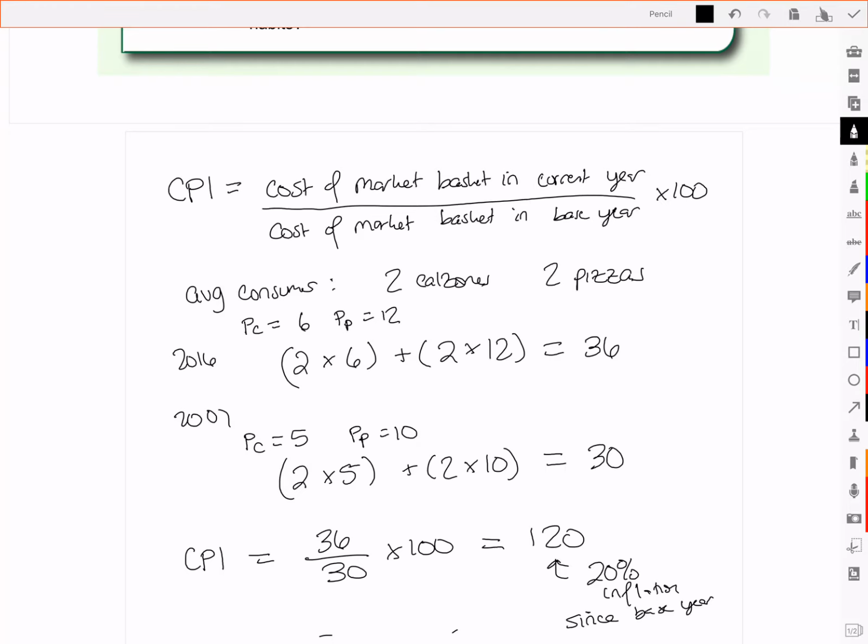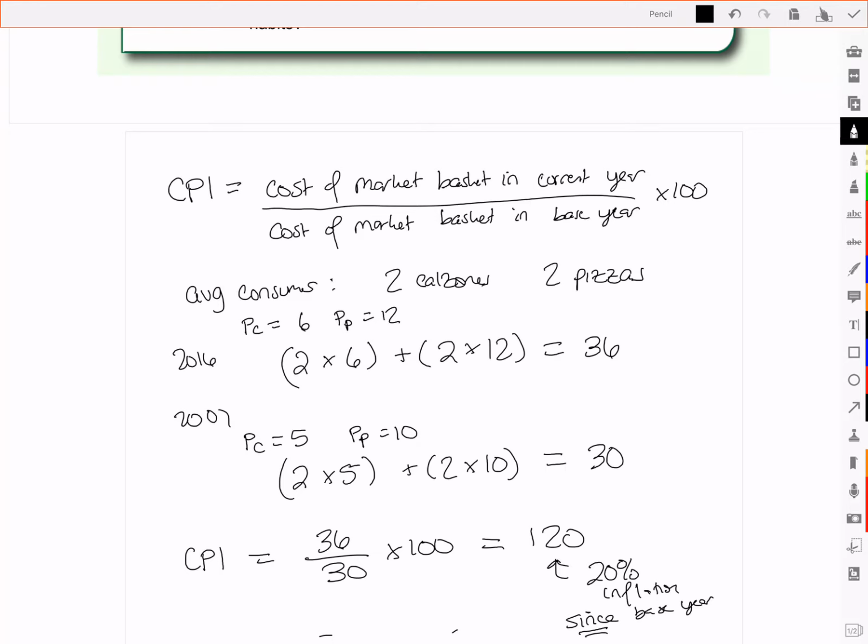So when you get a CPI that's over 100, you've had inflation. And if you get a CPI that's less than 100, you've had deflation. So if we had a CPI of 80, there's been 20% deflation, prices have fallen. With a CPI of 120, we've had 20% inflation. And it's always since the base year.